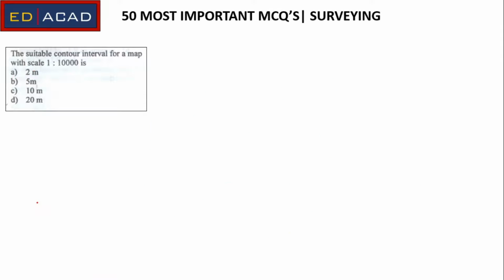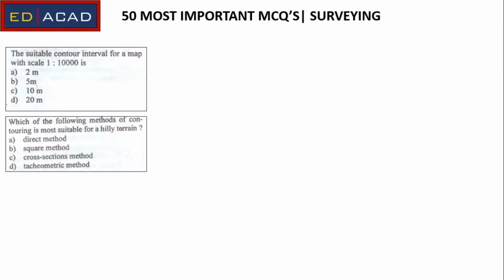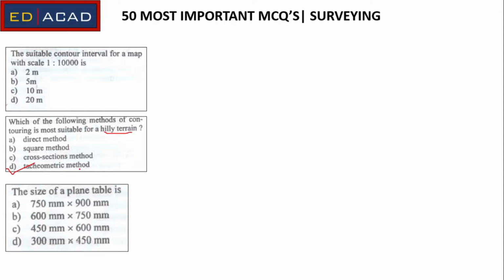Let's look at the next problem. Which of the following methods of contouring is most suitable for a hilly terrain? Direct method, square method, cross sections method, or tachymetric method? So you need to remember this, that while performing the contouring operation on a hilly terrain, tachymetric method is the best suitable method. Next, the size of a plane table is 750 millimeter into 900 millimeter, 600 millimeter into 750 mm, 450 mm into 600 mm, and 300 mm into 450 mm. So the correct size of the plane table is 600 mm into 750 mm.